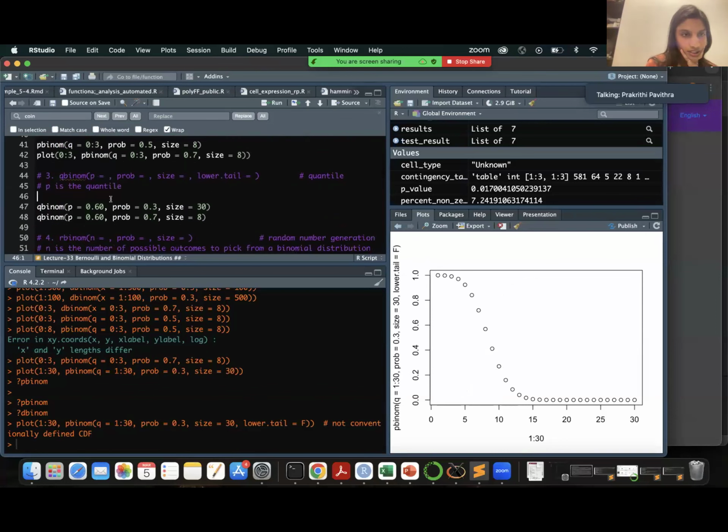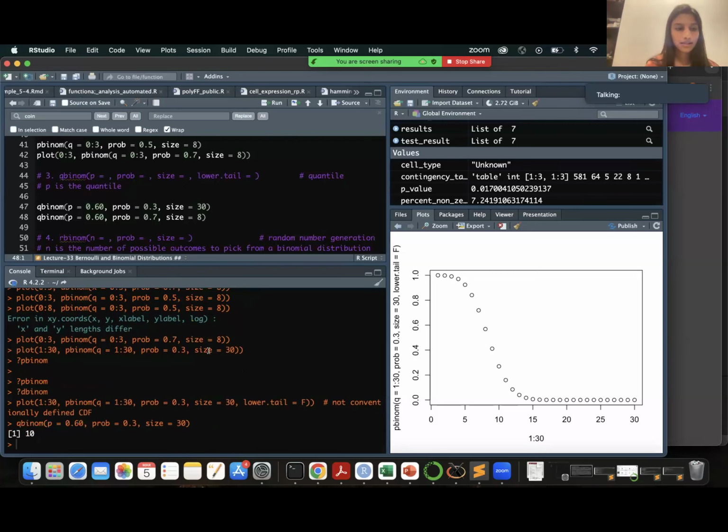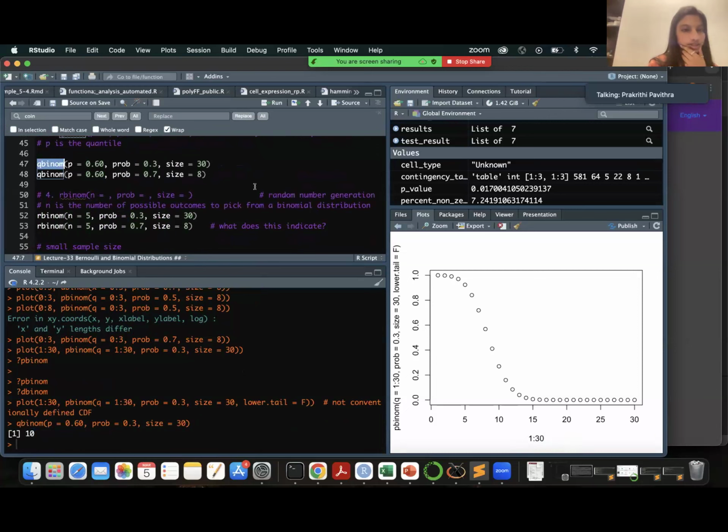So the next thing is the quantile. You want to see at which value of k you get a probability of 0.6. So for n equal to 30 and probability equal to 0.3, you want to see at what k your probability, your CDF, is 0.6. So here you get 10. So at k equal to 10, you get 0.6. So that's what this function is used for.